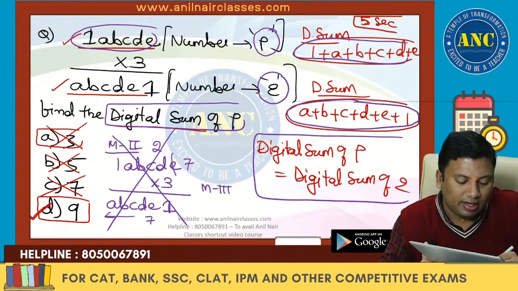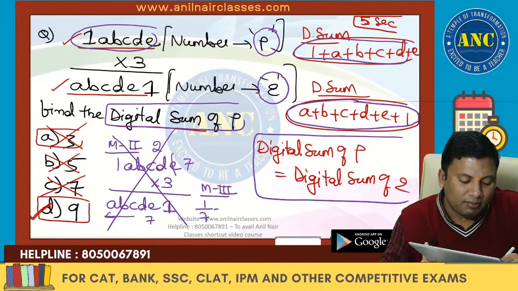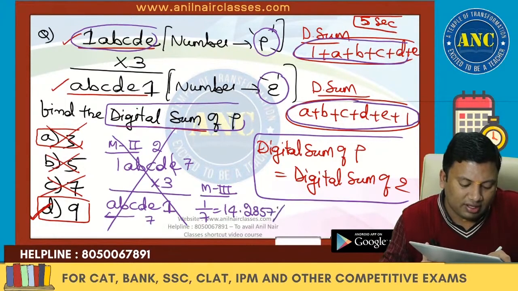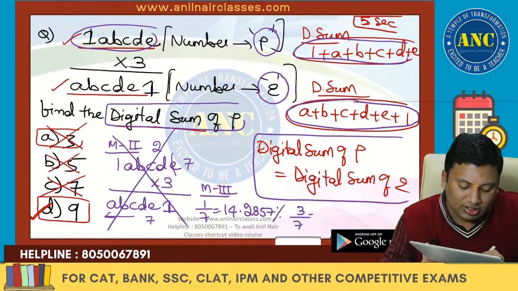Method number 3. Just now we discussed that 1 by 7 is nothing but 14.2857, and 3 by 7 is nothing but 42.8571.